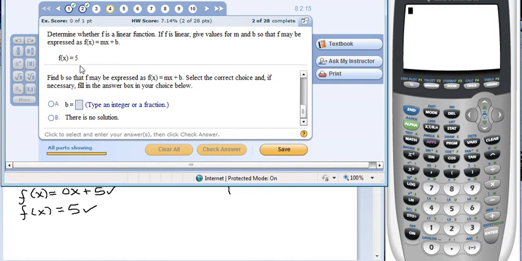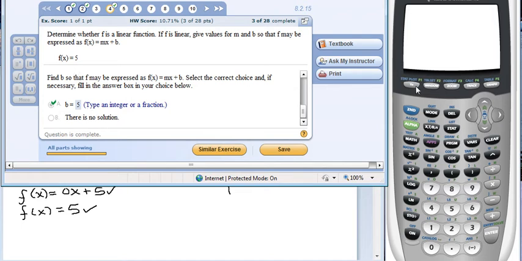And b is the 5. Let's take a look at what that thing looks like graphically. What this is saying is f of x is equal to 5. Y is equal to 5. No matter where I go on my line, y has to be stuck at 5. So that means it's a horizontal line.